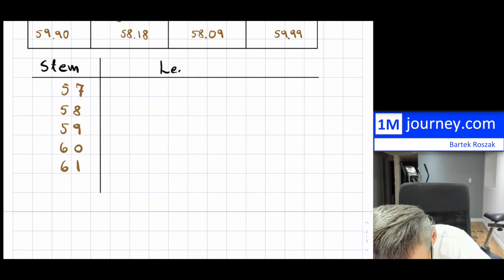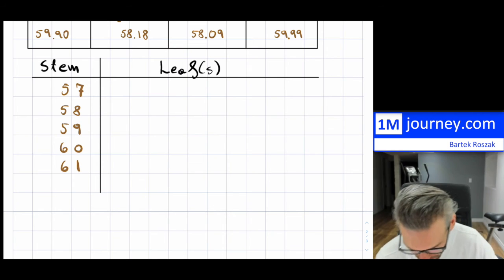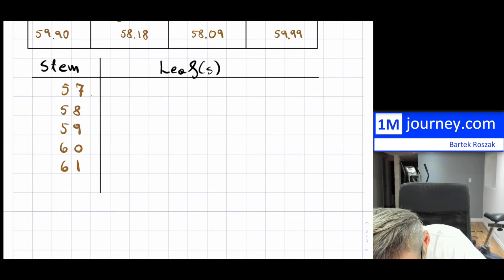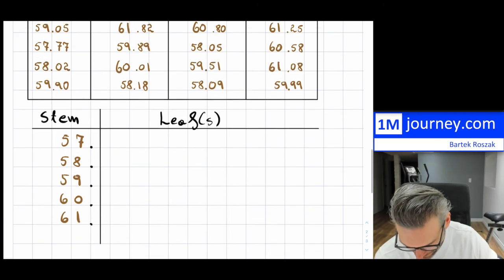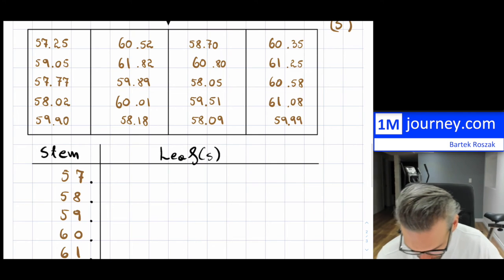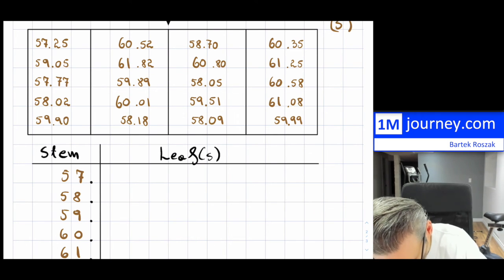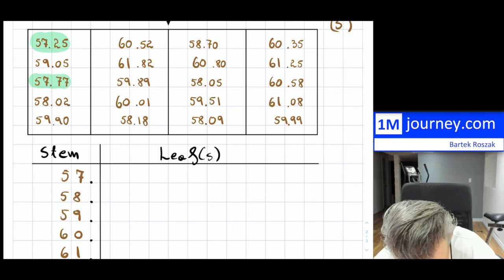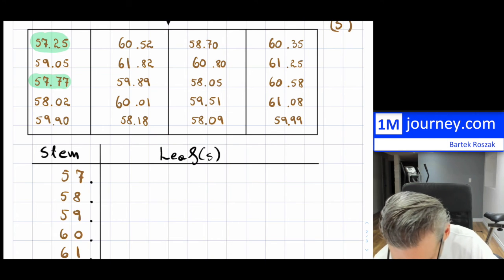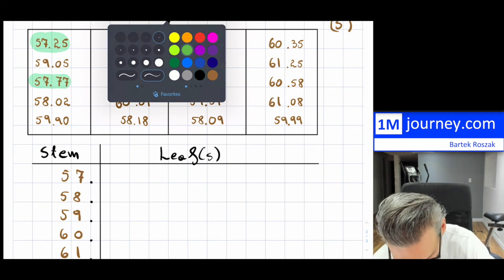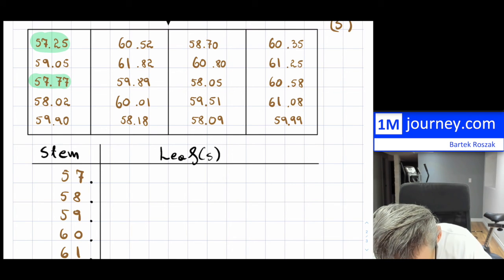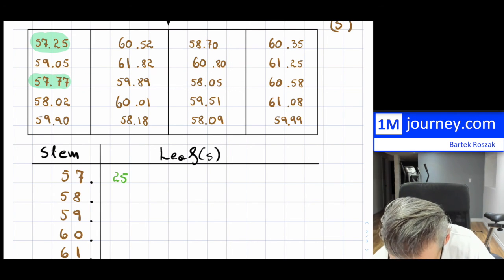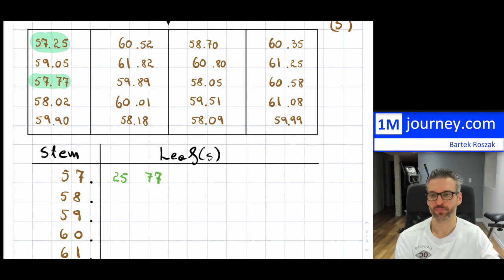So these are going to be our leaves. Let's not forget, this is 57 point, and it's going to look something like that. Now we're going to have to go through this, so let me highlight for myself. All the 57s: I have 57 here, 57 here, and that is it. I put them from lowest to largest. So 25 is one of them, and 77 is the other. Those are the two data points that I have.